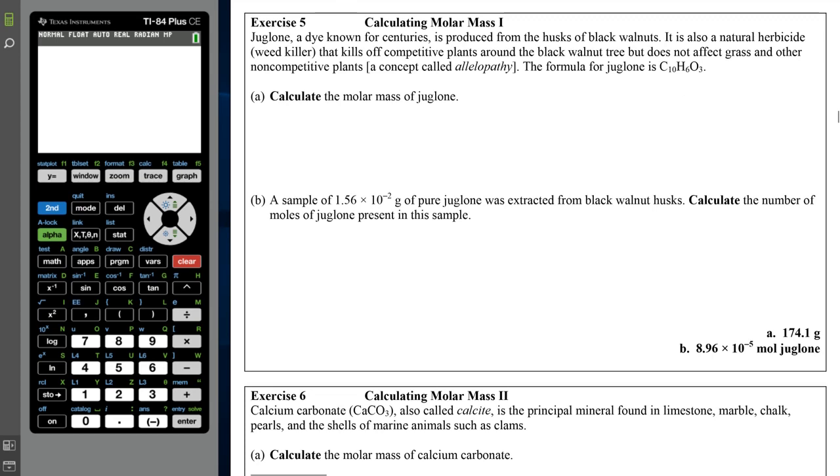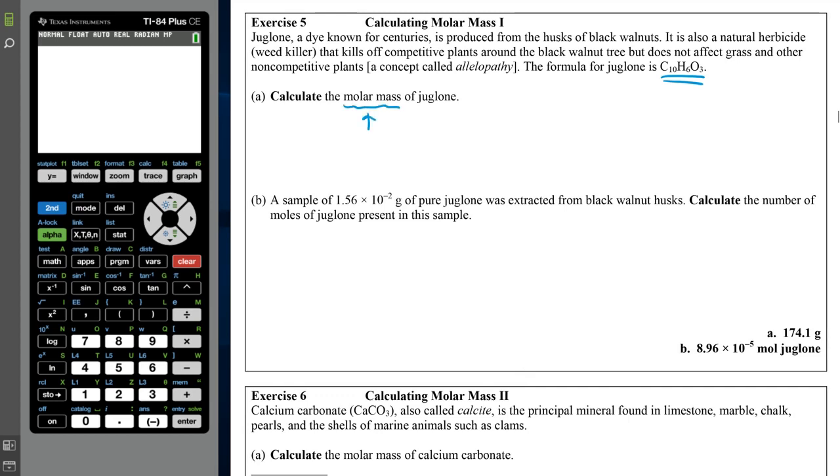Juglone, a dye known for centuries, is produced from the husks of black walnuts. Natural herbicide that kills off competitive plants around a black walnut tree. That's super cool. That's just really interesting in general. But the question isn't getting into that. It's actually just talking about this particular molecule and asks us to first find the molar mass.